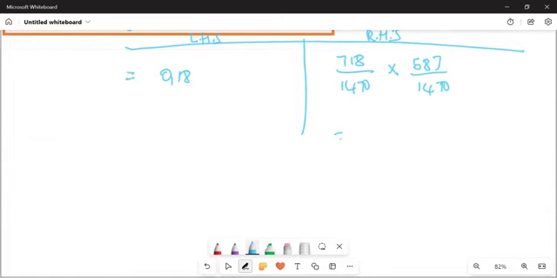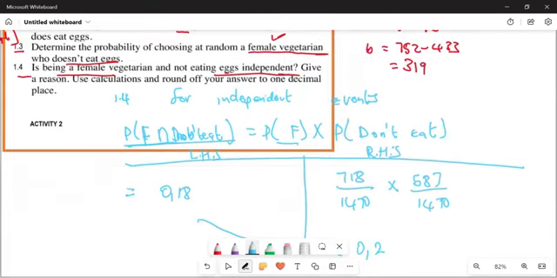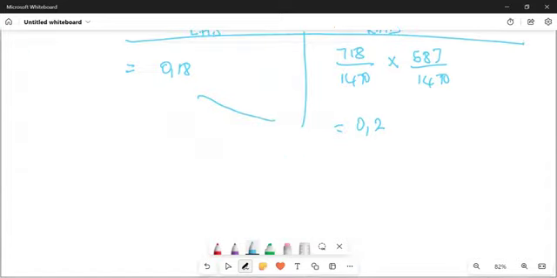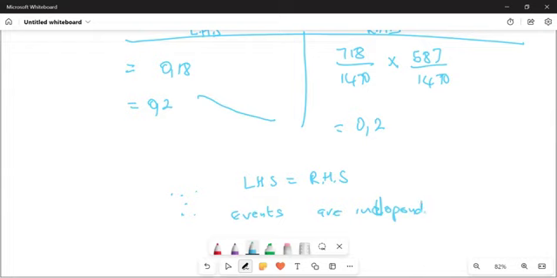And then you type this in your calculator. What do you get? It's 0.2 like this. Our answer to one decimal place. Yeah, if we round off our answer to one decimal place, then we're going to get 0.2. Okay? Therefore, left hand side is going to be equal to the right hand side. Therefore, events are independent.